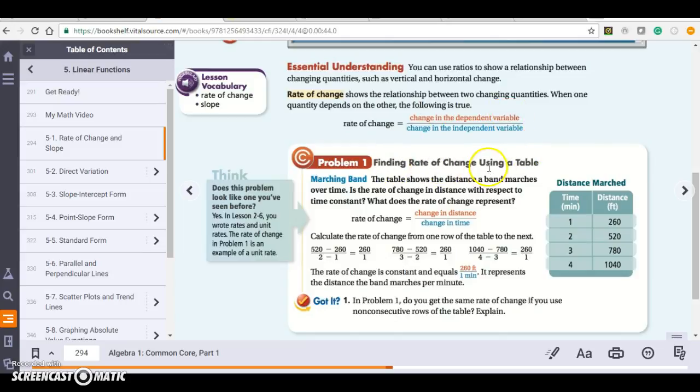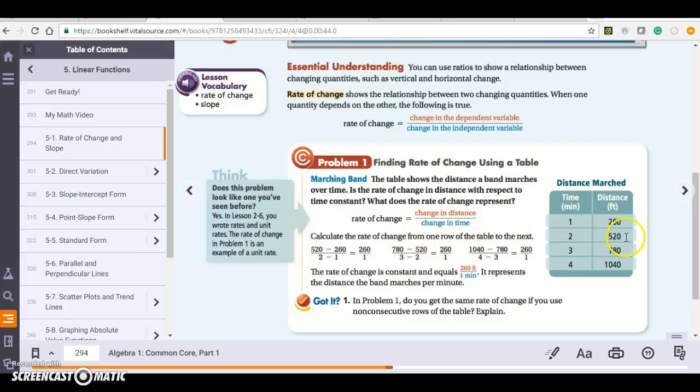So, finding the rate of change using the table. It says marching band. The table shows the distance a band marches over time. Is the rate of change in distance with respect to time constant? What does the rate of change represent? So we have distance, change in distance over change in time. So we're going to calculate the rate of change from one row of the table to the next.